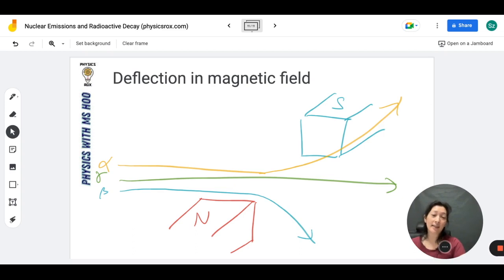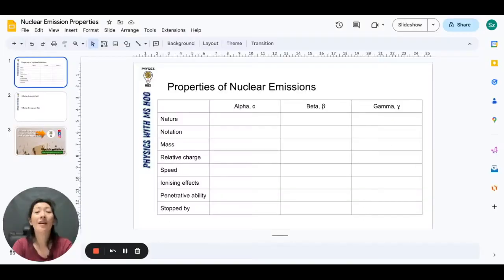And this is the deflection of the radiation in magnetic field. So, to conclude this video lesson, we're going to go through a summary of the properties of alpha, beta, and gamma. This slide has not been blown up to full screen because I would like to type in the table over here so that I can go through with you the properties and help you remember them rather than memorize them. If you're able to figure out the properties logically, then you don't have to memorize them so much.